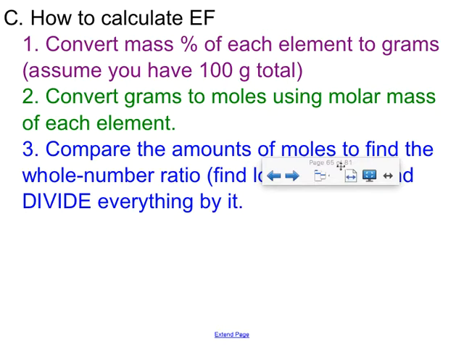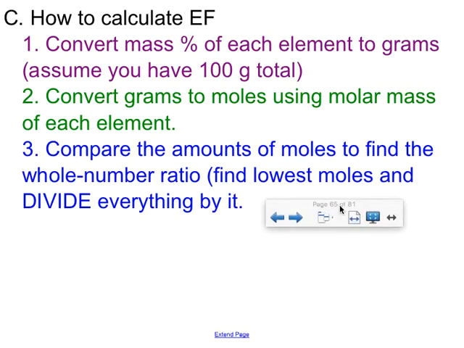So how do you calculate empirical formula? These are the 3 steps, and I have them color-coded because on the next slide I'm going to use my interactive pens and I'll color-code it. So the first step is convert the mass percents that they give you for each element to grams. So every percent that you see, you're just going to say, okay, that's how many grams I have of that element. So you're just going to assume you have 100 grams total of that compound.